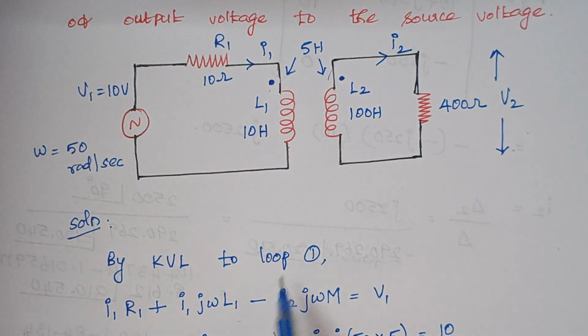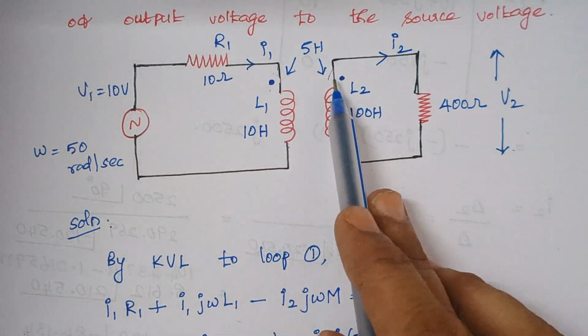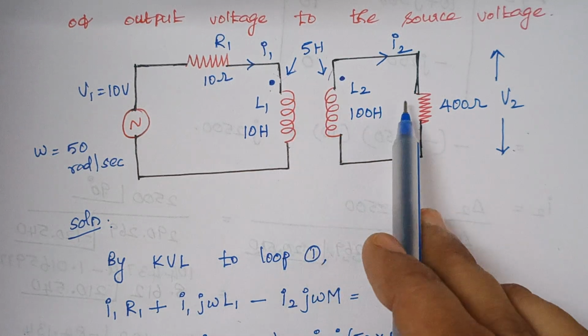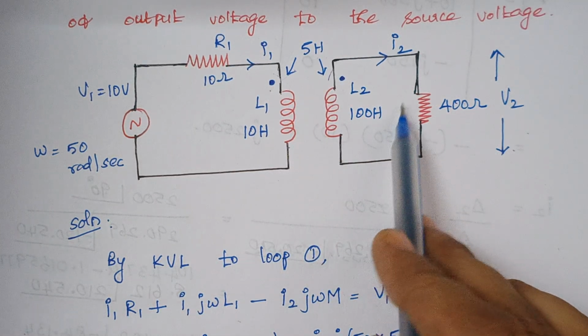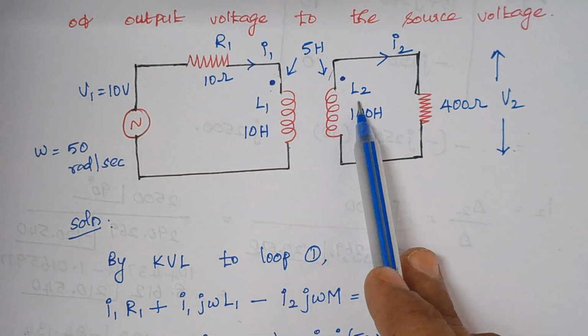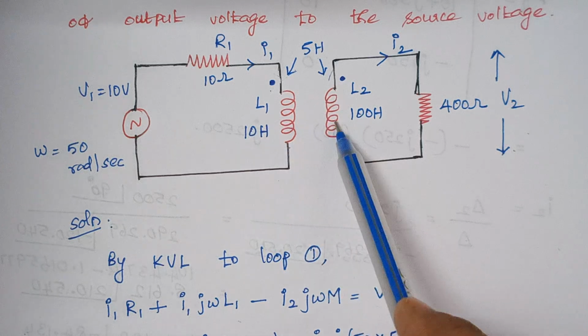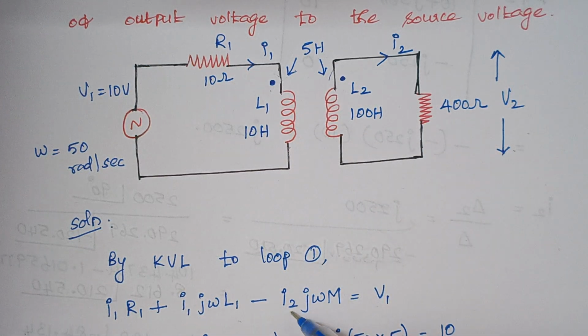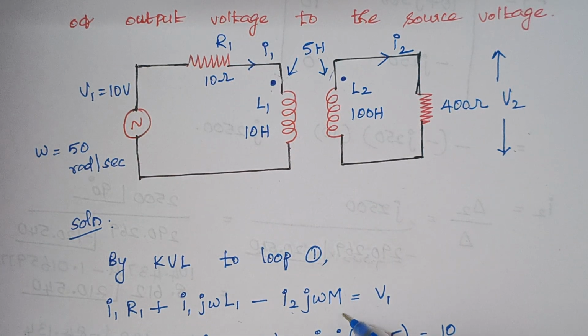Then again, the mutual inductance term in the primary is due to the current flowing in the secondary, right? Therefore the minus is due to the opposite current directions. So minus I2 j omega M.